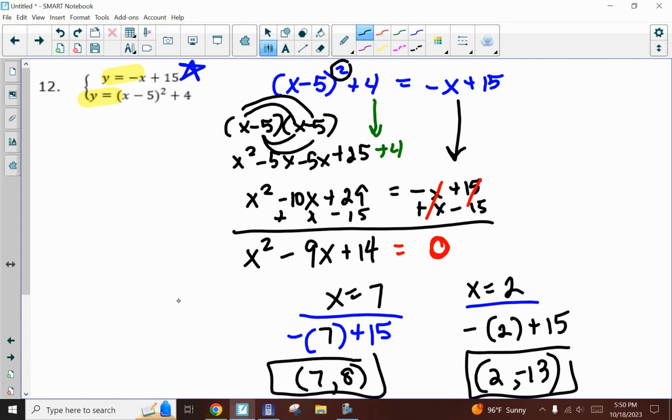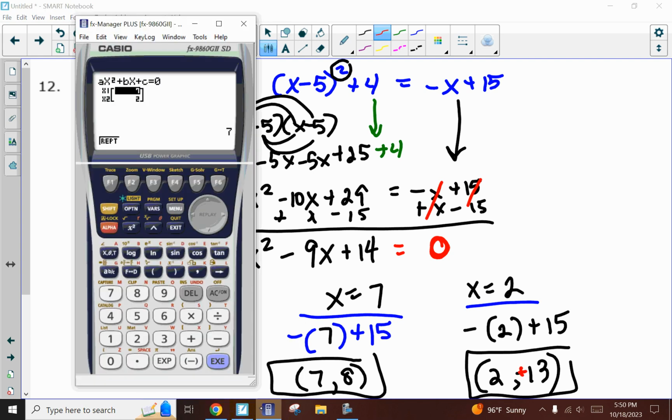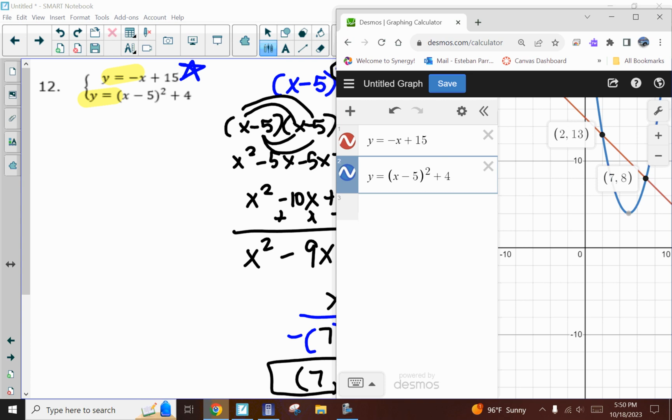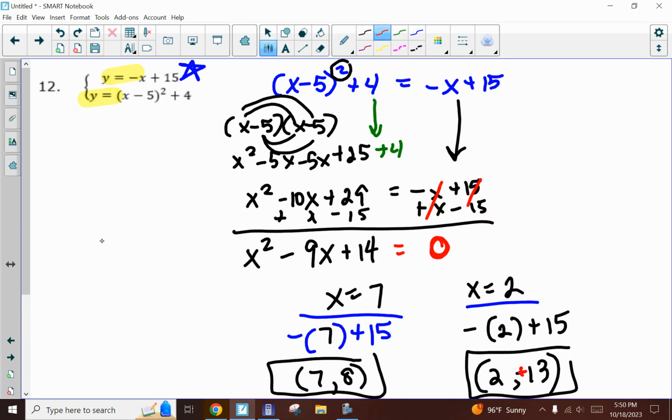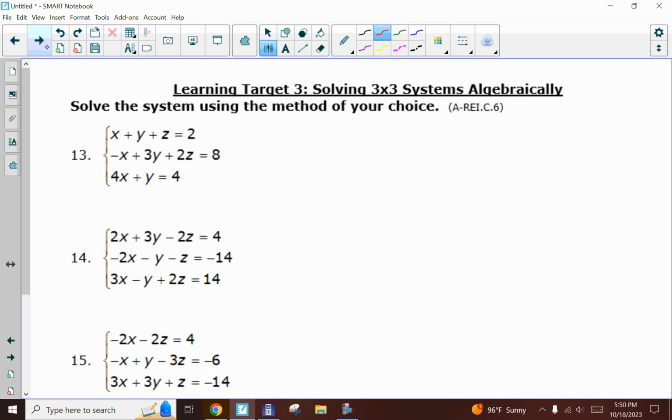Oh, I made a slight mistake. This is supposed to be a positive 13. Caught that on Desmos over here. This is a positive 13, not a negative 13. So I don't know why I wrote negative 13 over there. 15 is bigger, so it should have been a positive.